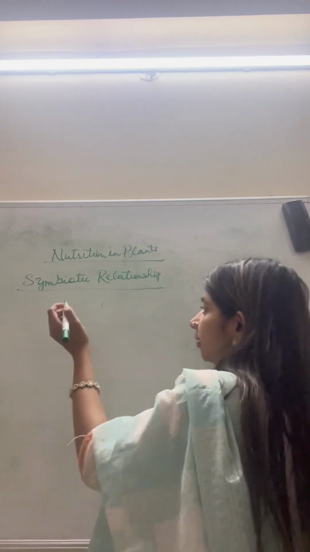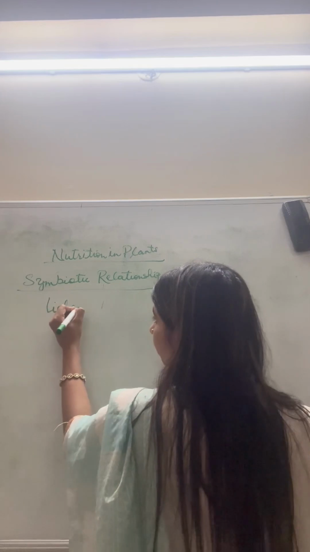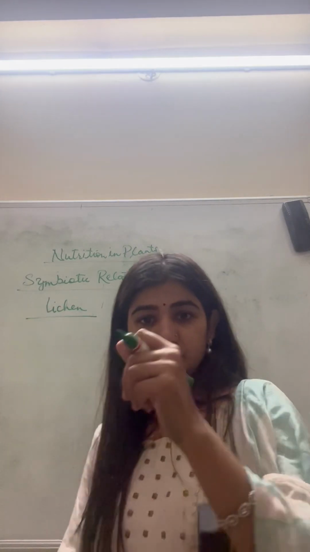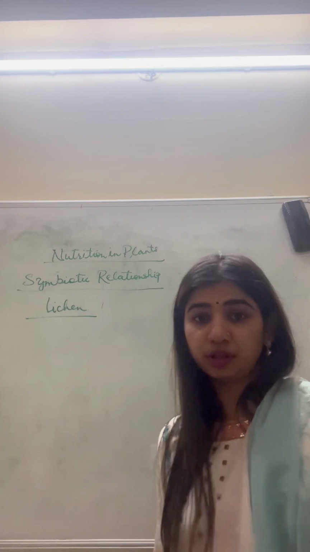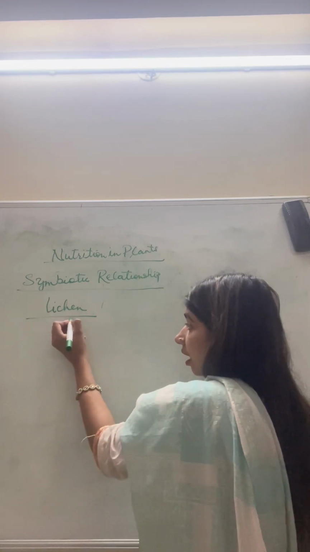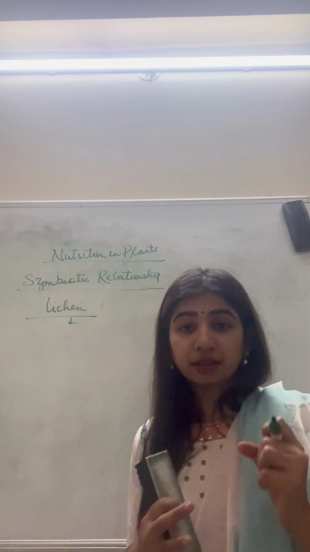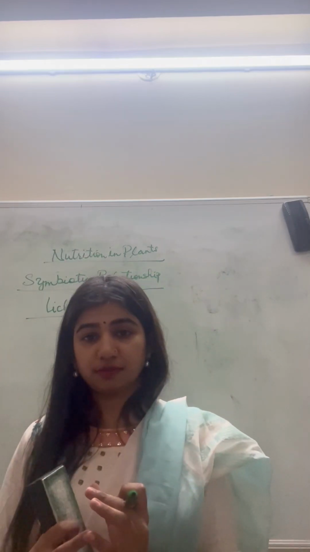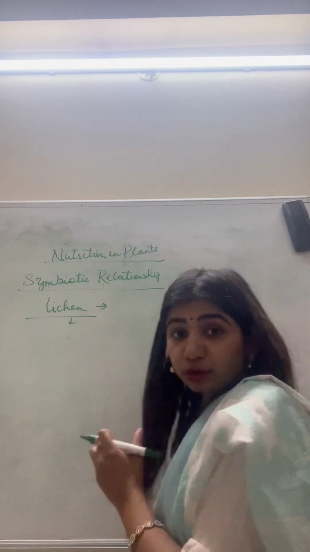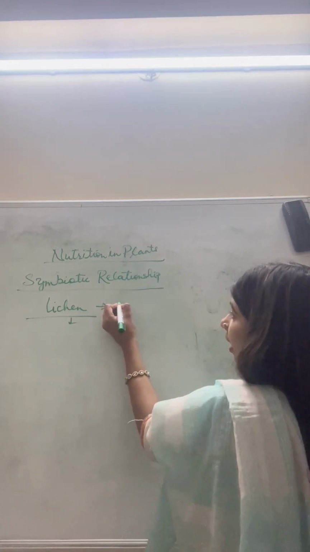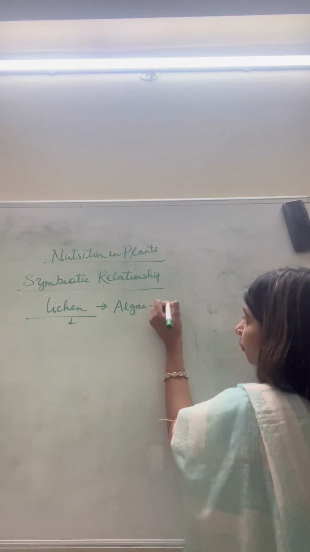Like, we take the example of lichen. Lichen is an organism in which there is a symbiotic relationship of two organisms. And what are those two organisms? Algae and fungus.